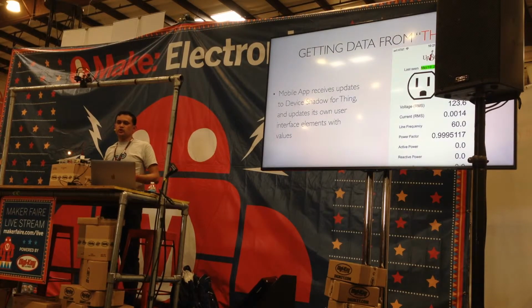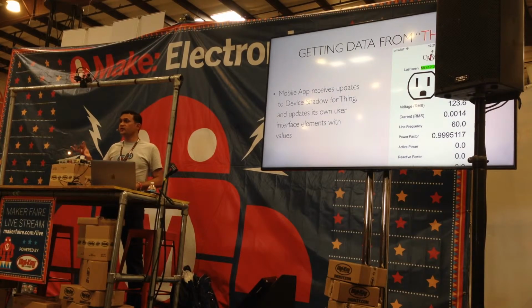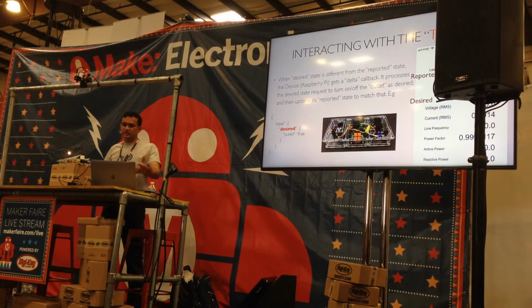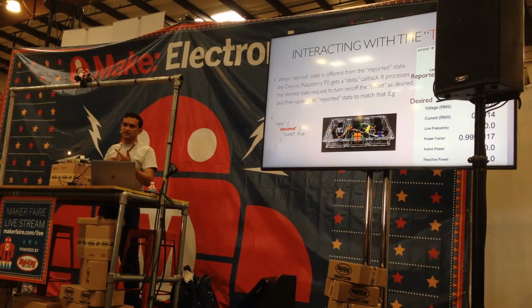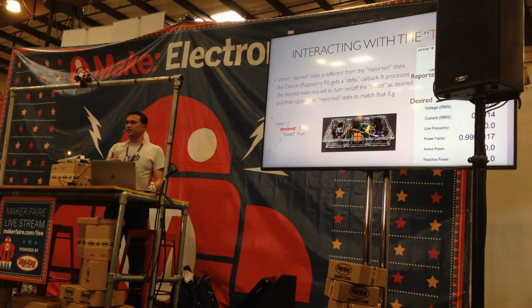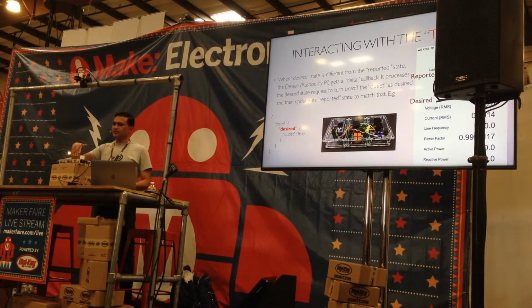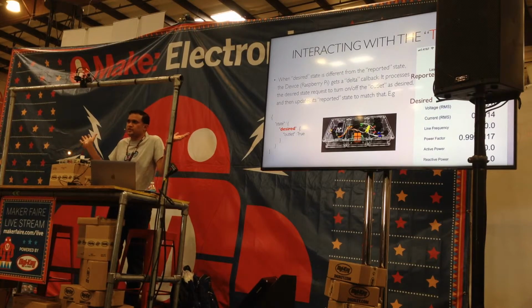Then what you're going to be doing is getting data from the thing. The mobile app receives updates for the device shadow, and then it updates its own user interface elements using those values. Next thing you're doing is interacting with the thing. I talked to you about the desired state versus the reported state, and here the interaction is only one actuator that I can invoke, namely the outlet. When I set that, it sets the desired state, and then the thing gets a delta callback that says, hey, the desired state is different from your reported state, so handle this and do something with it.